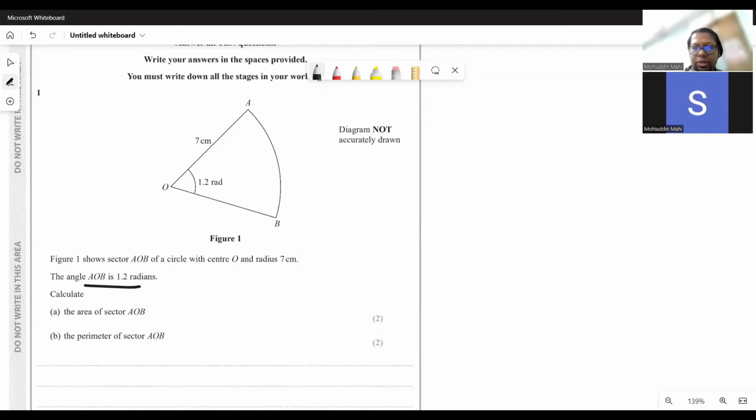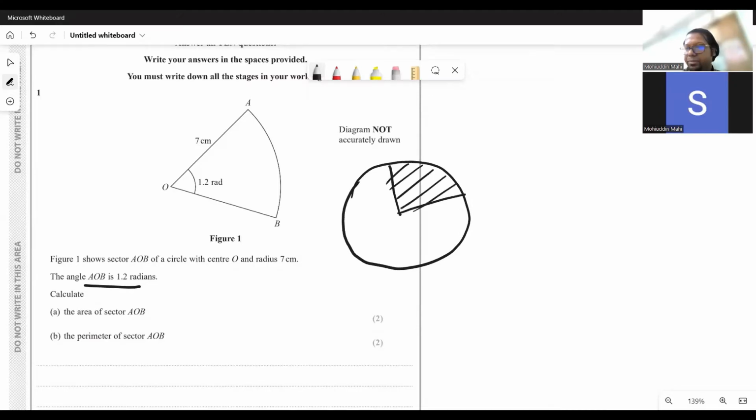Now, we know, what is a sector? A sector is actually part of a circle. Like, for example, this is a sector, and this is also a sector. This yellow shaded region is the major sector, and this black shaded region is the minor sector.